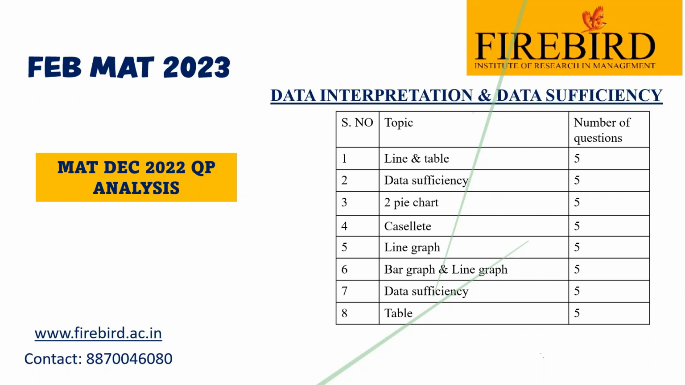See, line and table type 5 questions, data sufficiency 5, and 2 pie charts. You have to collect data from 2 pie charts and solve 5 questions. Caselet is nothing but paragraph type questions, and then bar graph and line graph, data sufficiency and tabular type. So these are the various sections they have asked in the December MAT question paper.